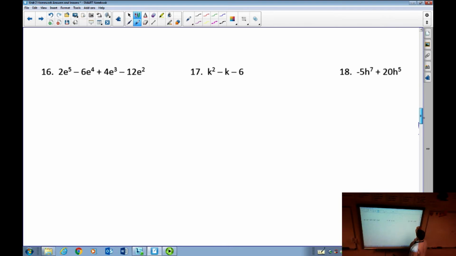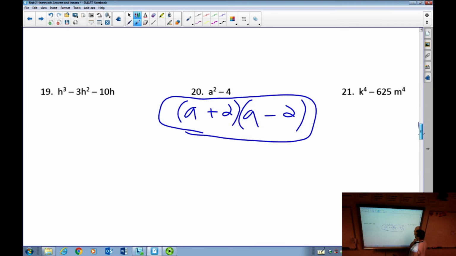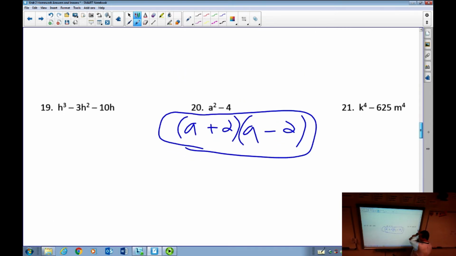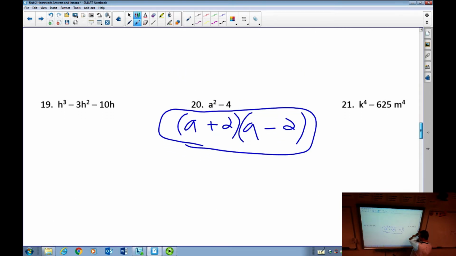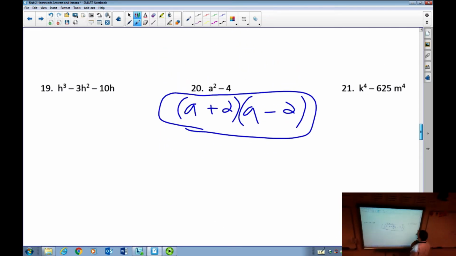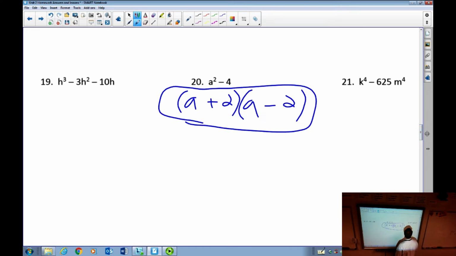Okay, let's see here. I think you should be okay with, really the rest of these are pretty much the same. There's a freebie there that you just missed. Yeah, a squared minus 4 just factors into a plus 2 and a minus 2. Look at our notes for those special ones. This one right here is also going to be a special one. I think it's 25 times 25 is 625. And so what I mean by that is it's going to be k squared and k squared. And then 25m squared.